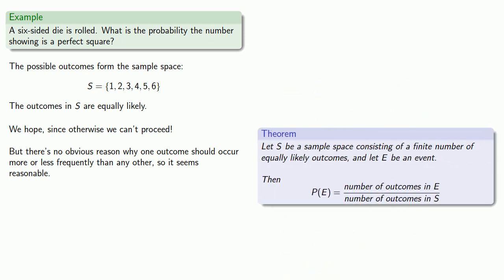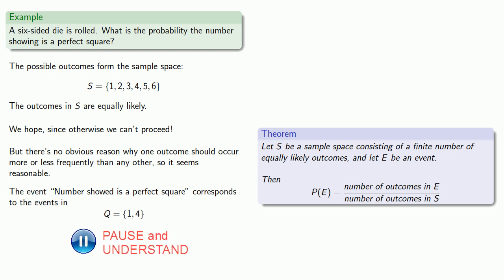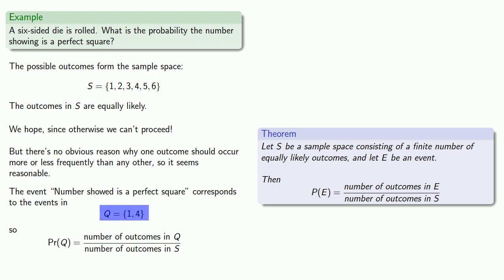So the event, number showed is a perfect square, corresponds to the outcomes 1 and 4. So the probability of this event is the number of outcomes in Q divided by the number of outcomes in S. And so there's 2 outcomes in our event, there's 6 outcomes in our sample space, and our probability is 2 over 6.